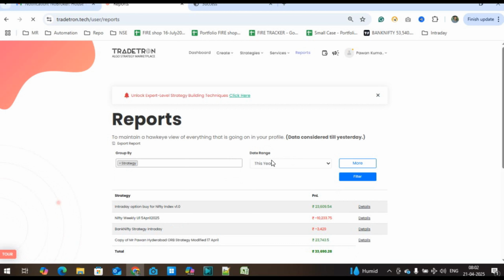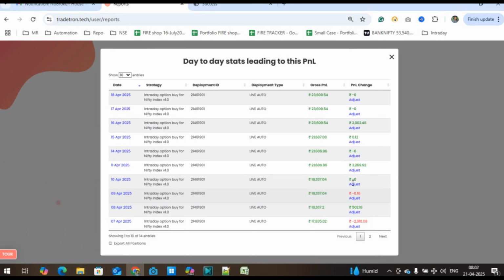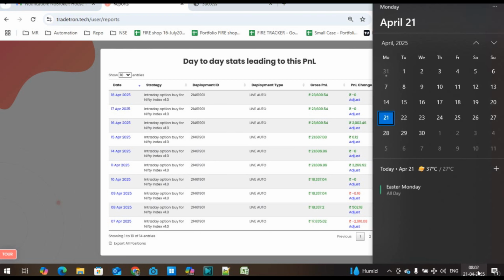So this month's performance. This month is very tough actually. I have never seen this kind of month in the last 5 months, but so far we are in very good profit. Still, we are planning to reach 10% return on 1 lakh capital.